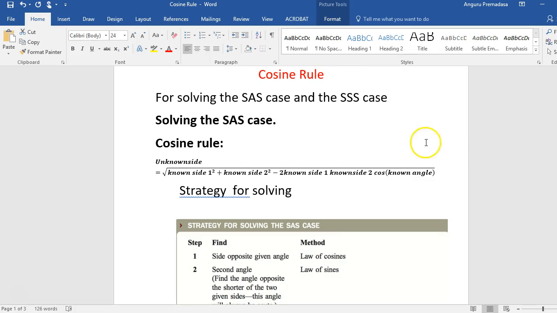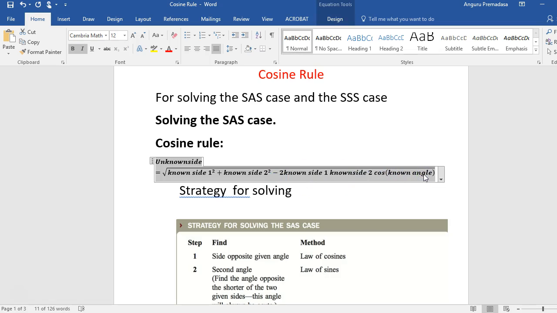There are many ways of writing the cosine rule, but my way of writing it is this, and you may use this method or any other method. So what is this method? Unknown side is equal to the square root of known side 1 squared plus known side 2 squared minus twice known side 1, known side 2, and cosine of the known angle.